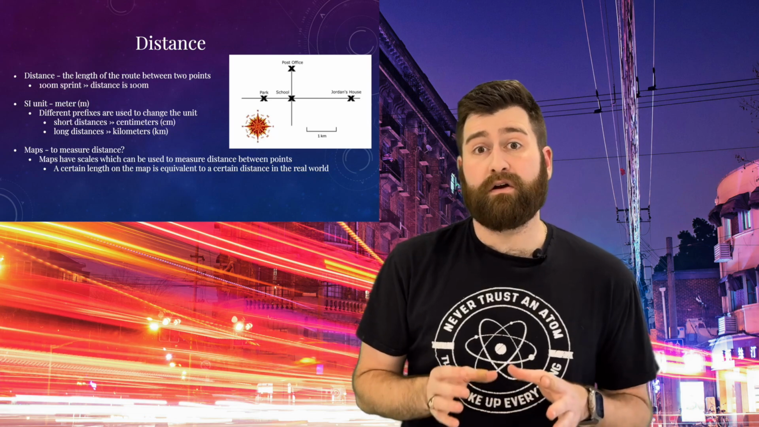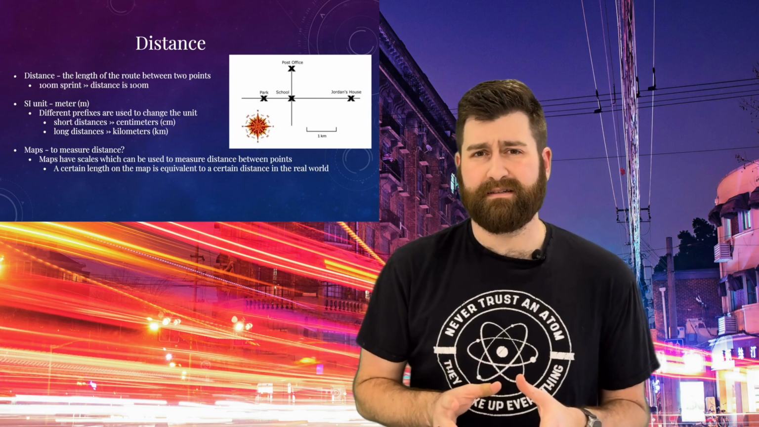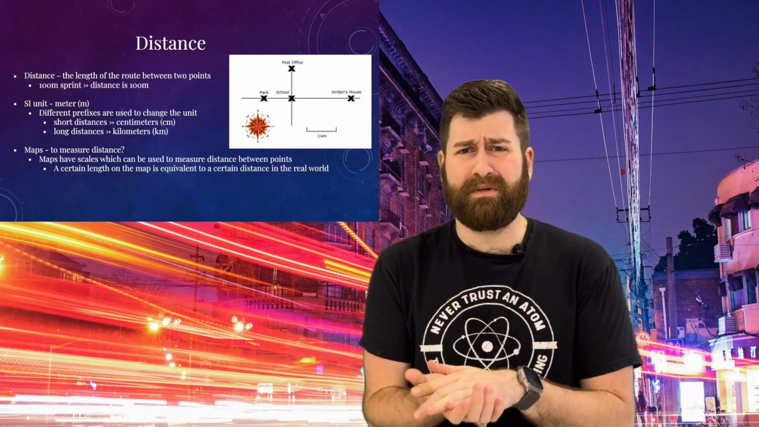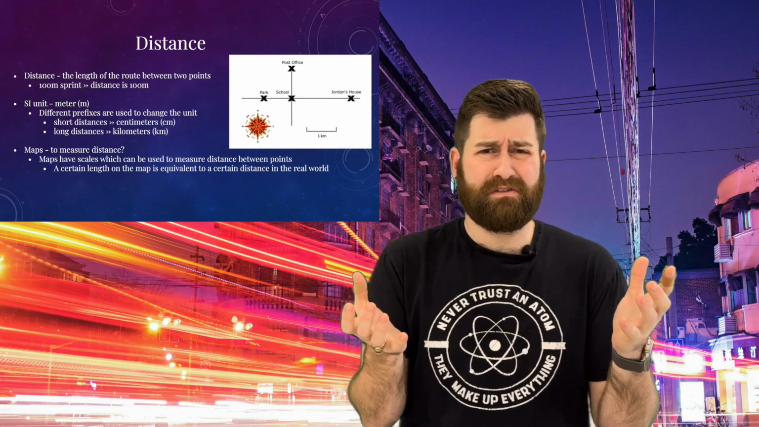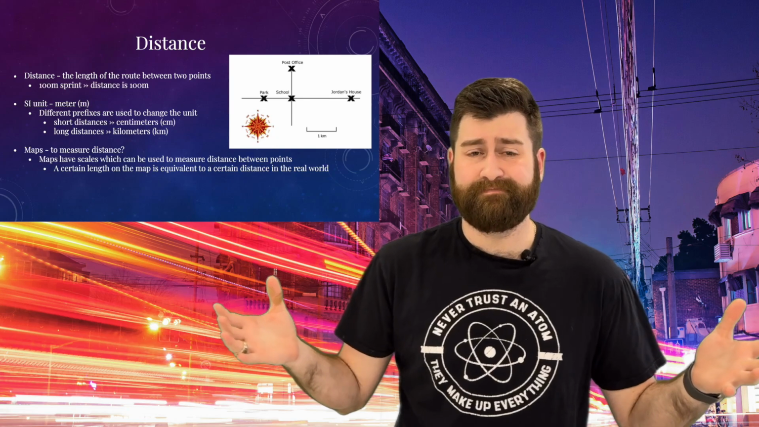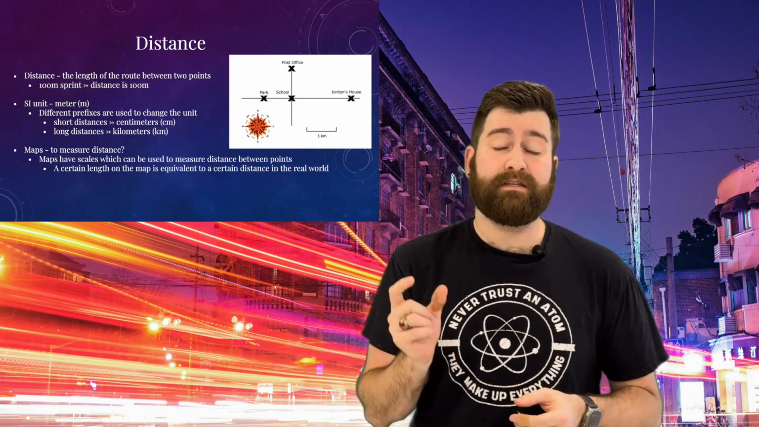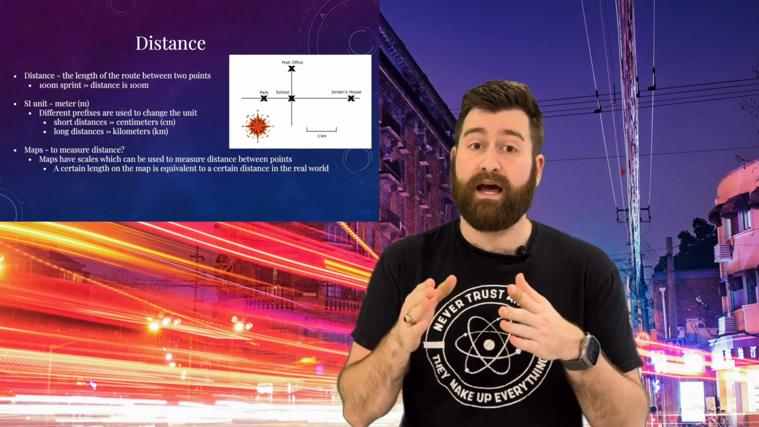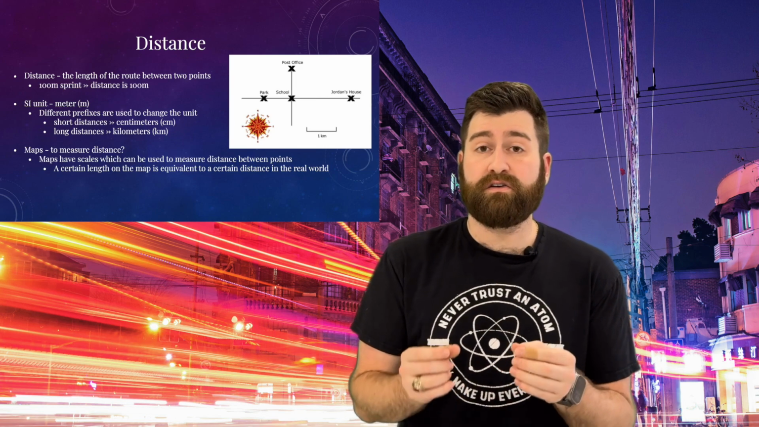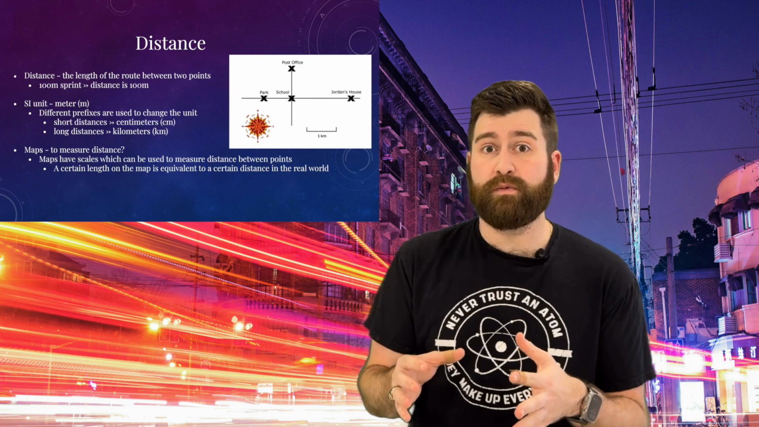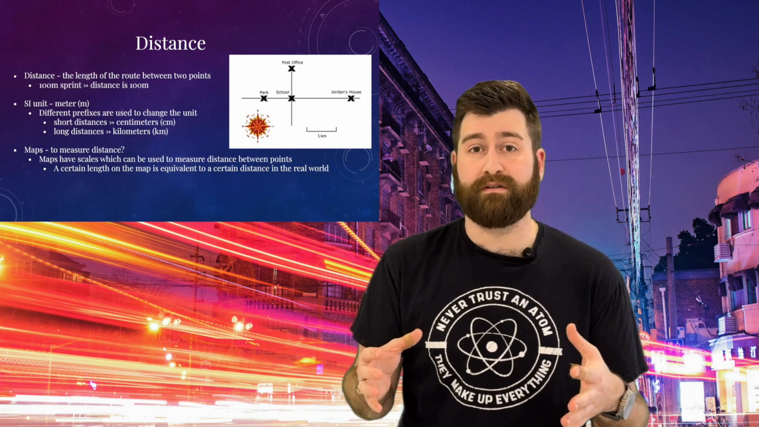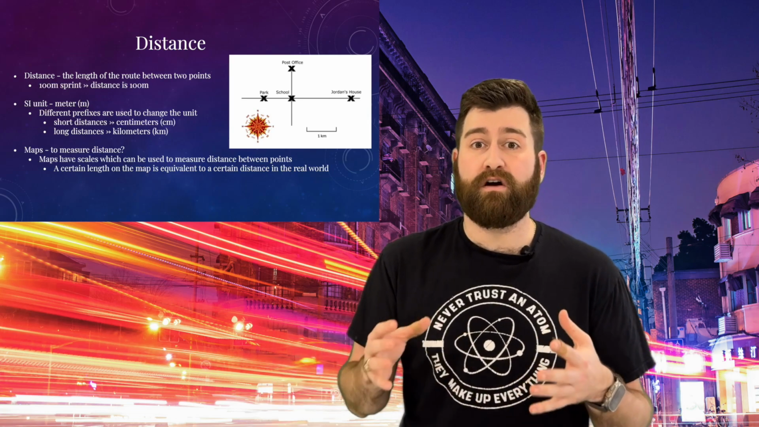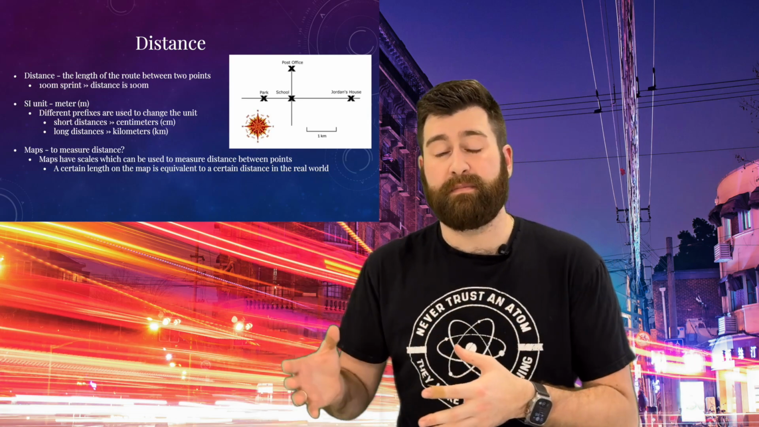Now, maps are a tool that can be used to measure distances. But, Mr. Morgan, how can a map that's on a single piece of paper be used to measure long distances? Well, maps have a little thing on them known as a scale, which can be used to measure distances between points on the map itself. A certain length on the map is equivalent to a certain distance in the real world, and you can use that scale to determine how far away 2 points are in the real world from the piece of paper.